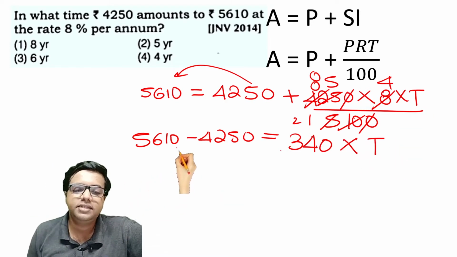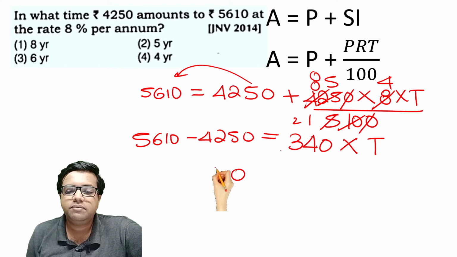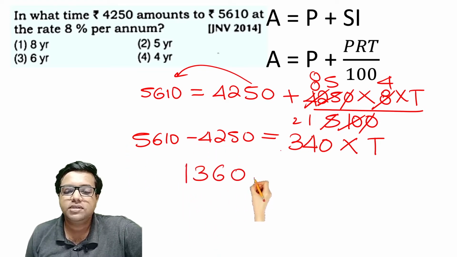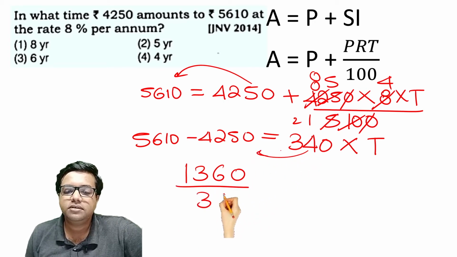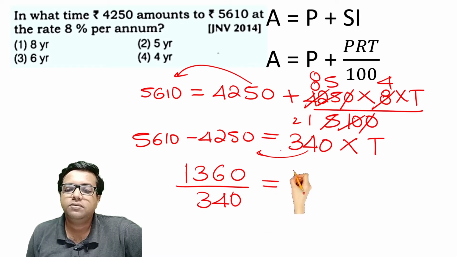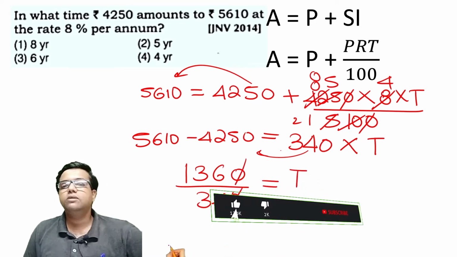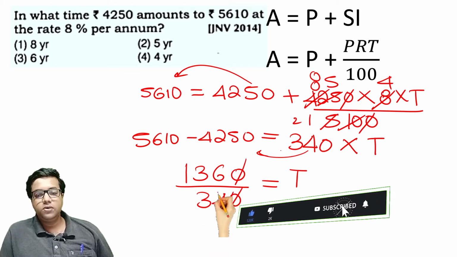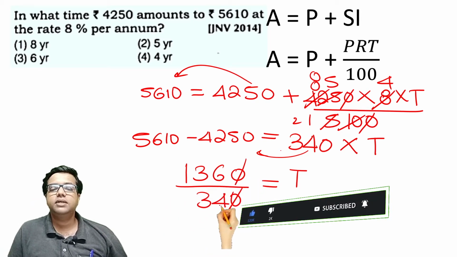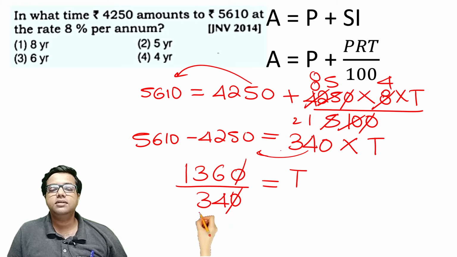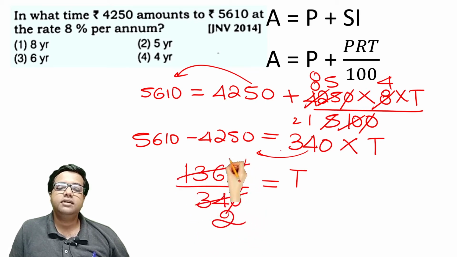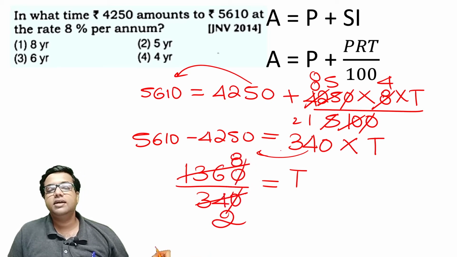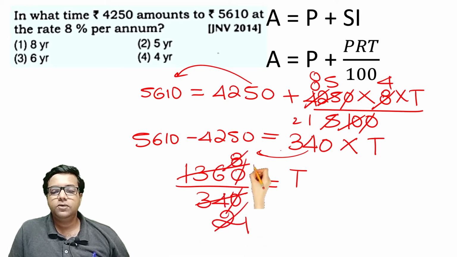So we need to find the t. 0 minus 0 is 0, 11 minus 5 is 6, 5 minus 2 is 3, 5 minus 4 is 1, so 1360, and this 340 will go down into the denominator. The last zeros will go away, so now we are left with 136 by 34. Both are multiples of 17. 17 2s are 34, 17 8s are 136. 2 1s are 2, 2 4s are 8.